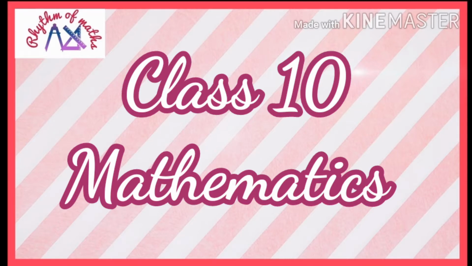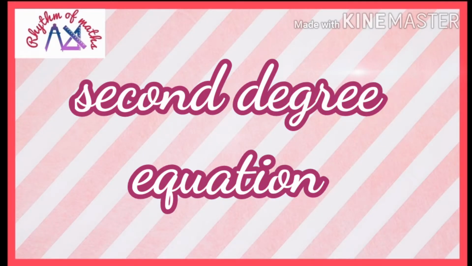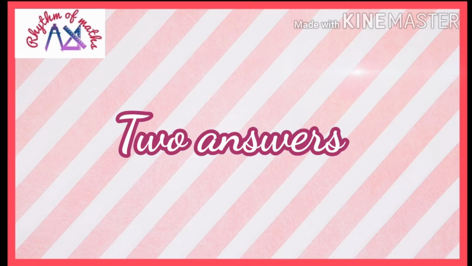In this video, I am going to explain the third section of the chapter, quadratic equations. First two sections we already finished. Now the third section is two answers. Two answers means usually we are writing one square root value.